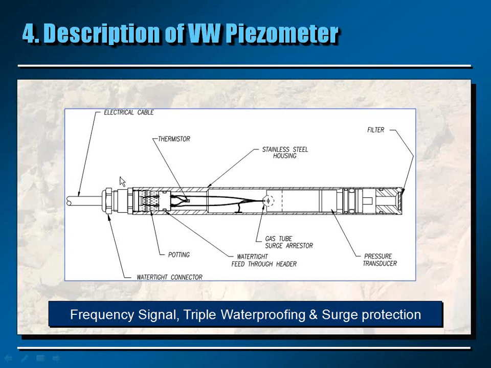Then you can see that there's a thermistor. There's a temperature sensor in every vibrating wire piezometer. This is necessary because the reading obtained from a vibrating wire piezometer is affected by temperature. So by measuring the temperature, it's possible to make a correction for temperature change. And then you can see the wires are going through the connectors to the electrical cable, which goes to the readout box. So typically, a vibrating wire piezometer looks like this.